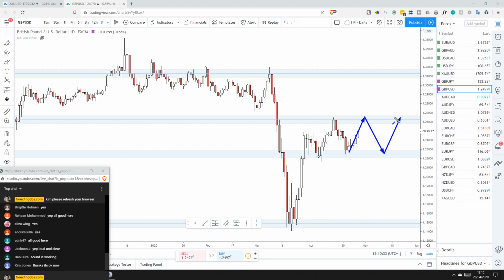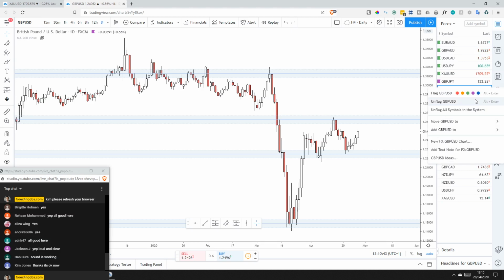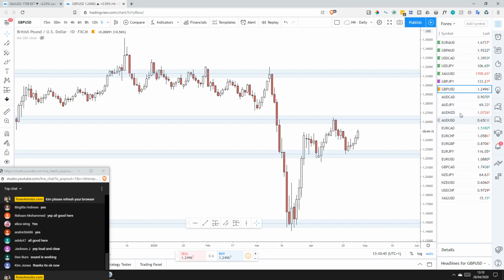I'd really like to see this develop into a bit of a channel here on the daily. That would be quite good. So yeah, I'm going to keep an eye on GBPUSD.